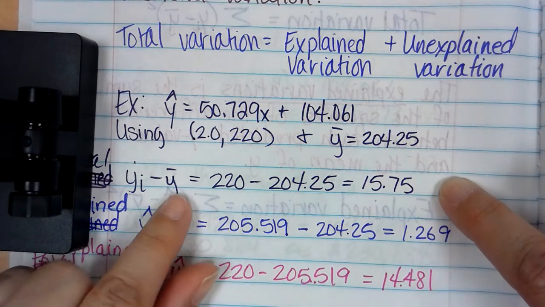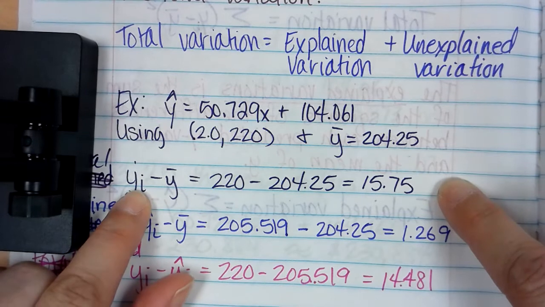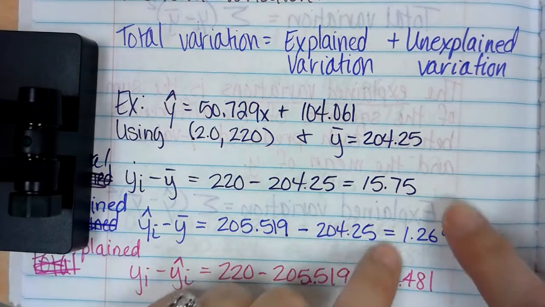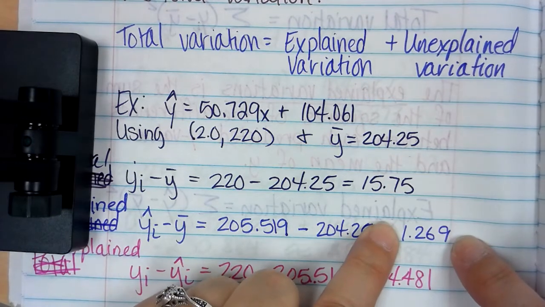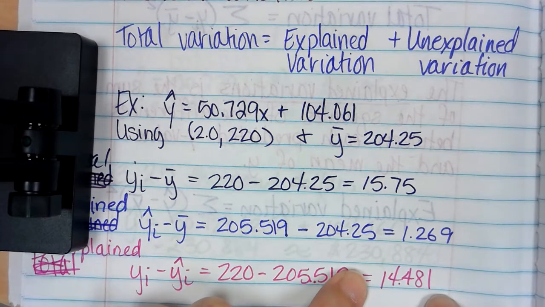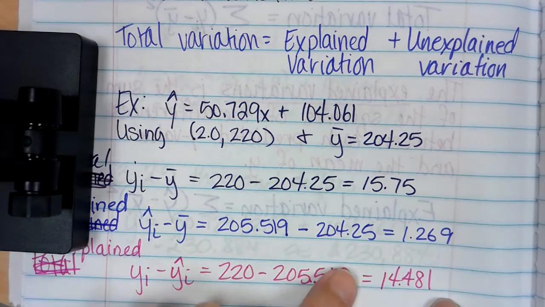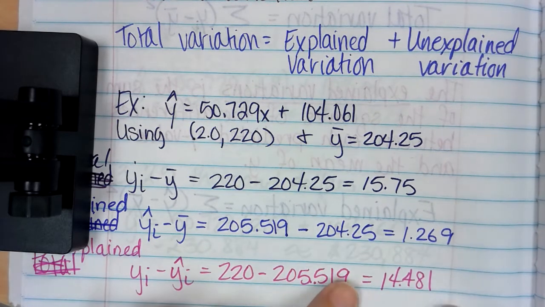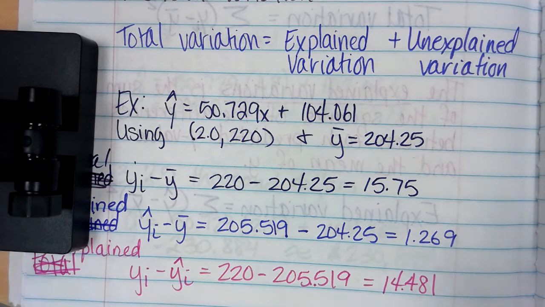There's a variation from the mean of that original y of 15.75. We can account for 1.269 of it because we predicted that amount. We can't account for the other 14. So we just say, okay, there's an unexplained amount of 14.481, this distance. And that could be explained by other things, but we can't explain it mathematically.